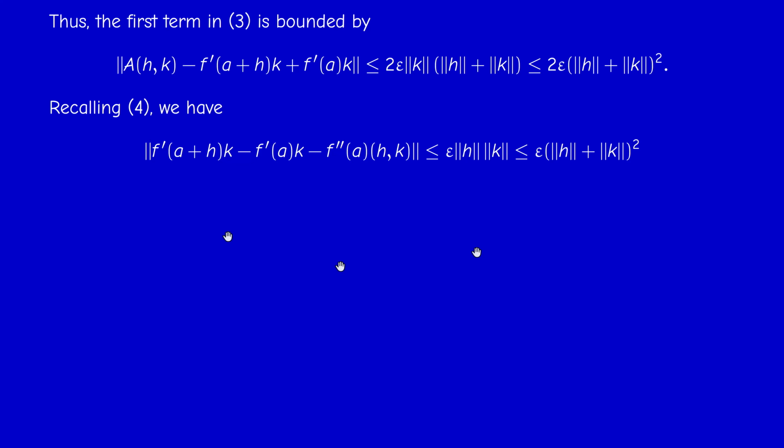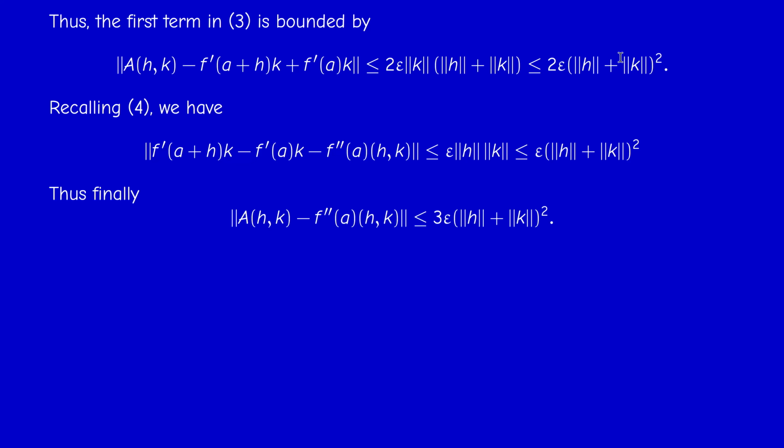But for the second term, we proved that it's less than epsilon norm of h times norm of k, which is of course less than epsilon times norm of h plus norm of k, everything squared, because if I square, I get norm of h squared plus norm of k squared plus twice the product. So of course this is bigger than this. And so by the triangle inequality, the norm of ahk minus the second order derivative in hk is less than 3 epsilon times this quantity. Since epsilon was arbitrary, this proves the claim.